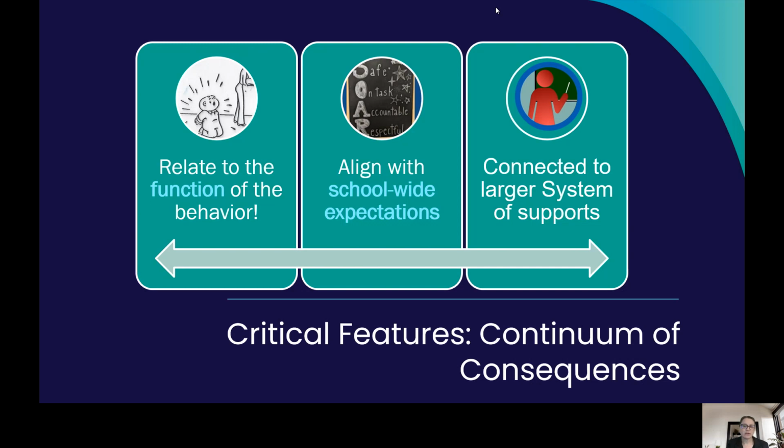We also want to be sure that our responses align with our school-wide expectations by explicitly teaching the clearly defined rules and acknowledging and reinforcing the appropriate behavior.